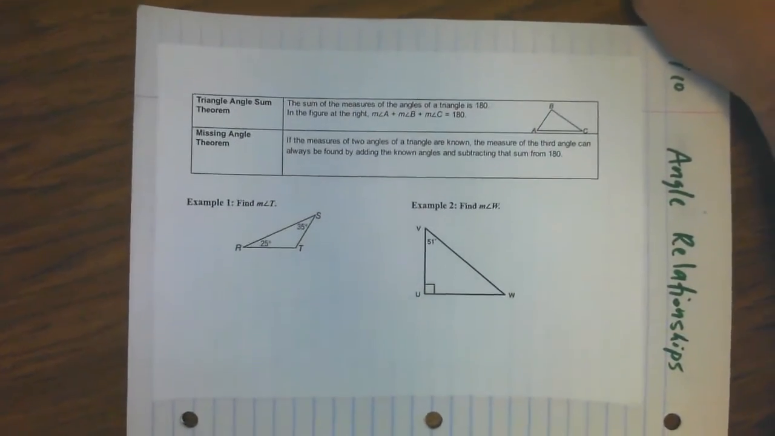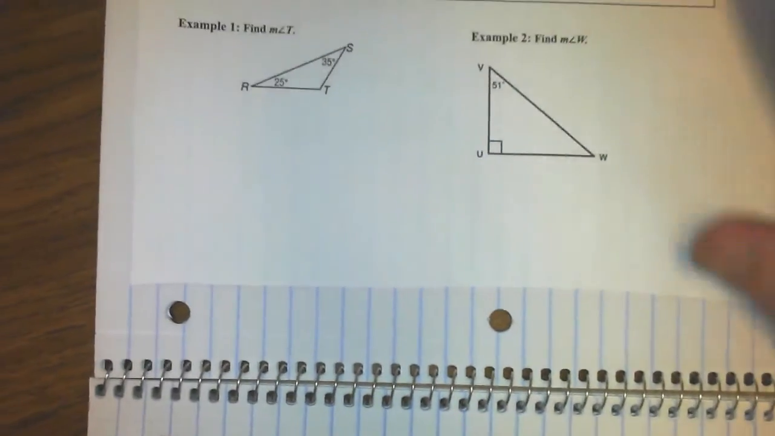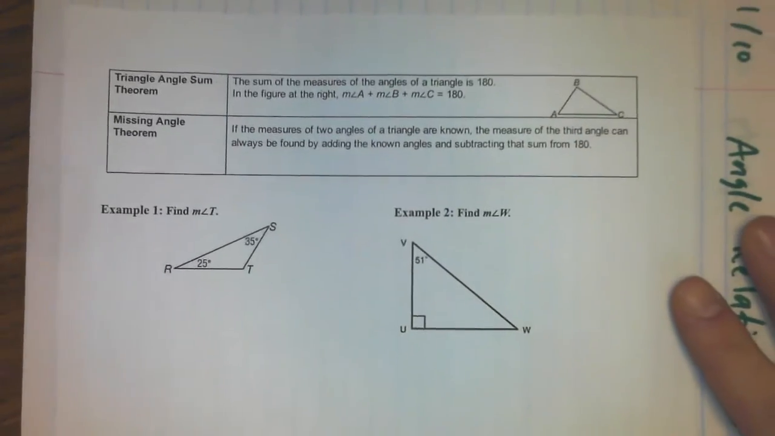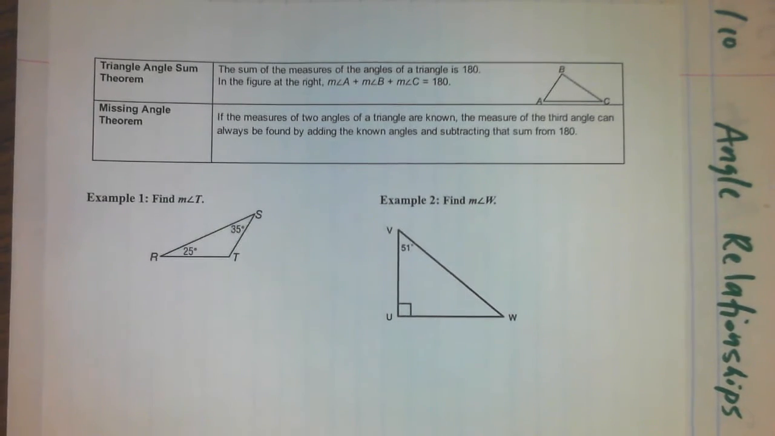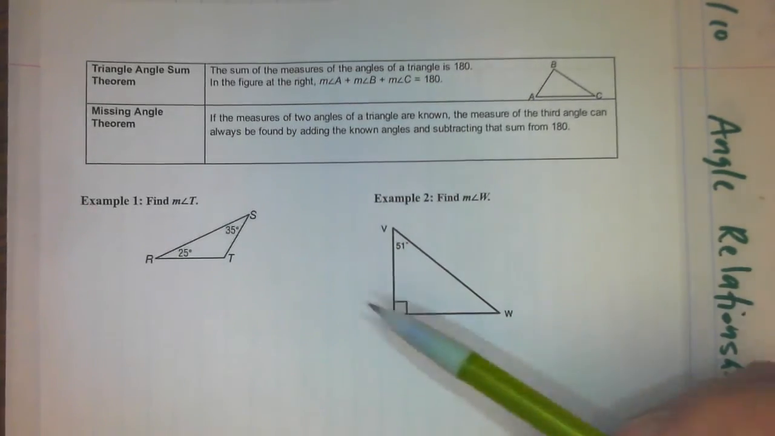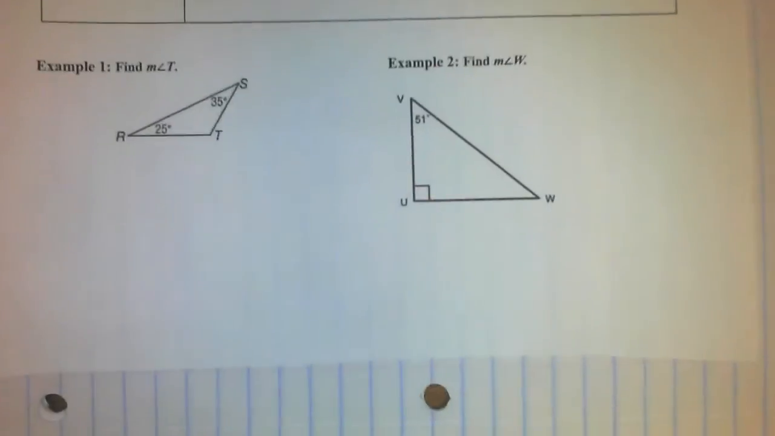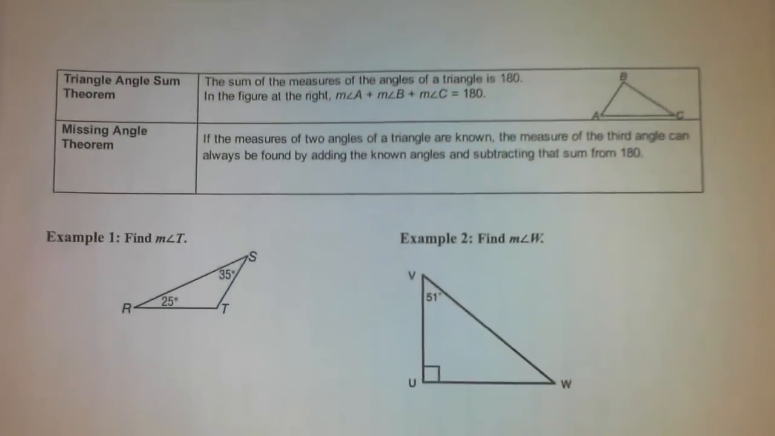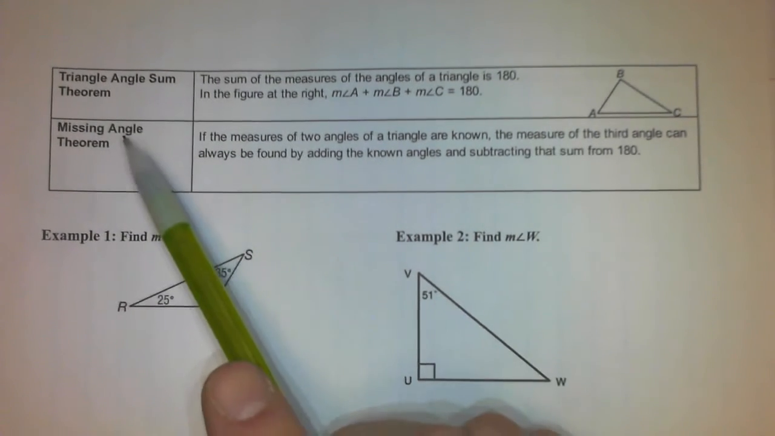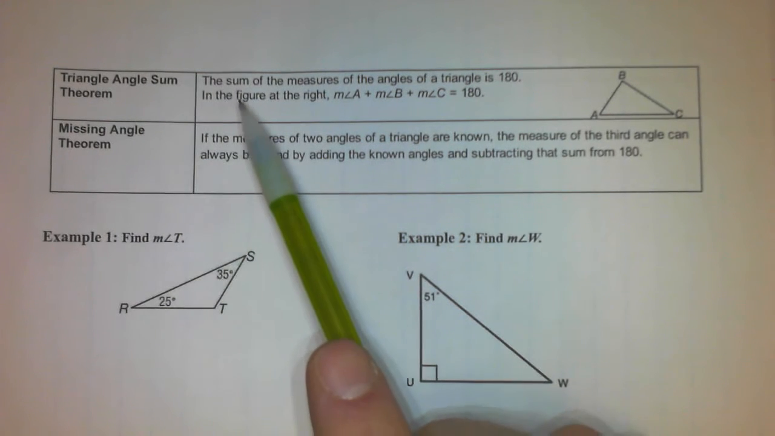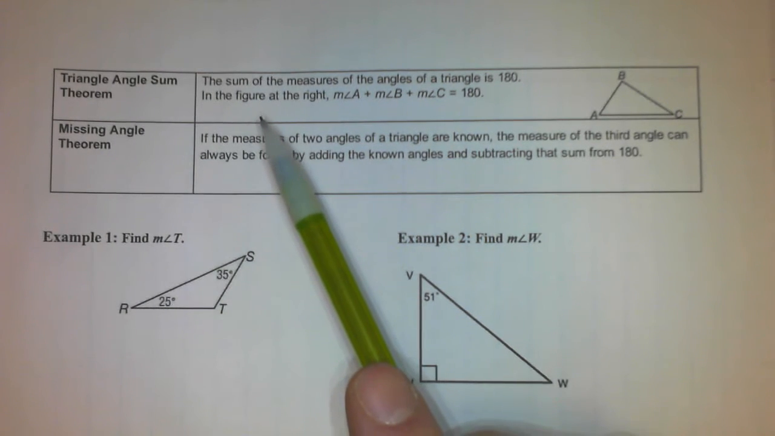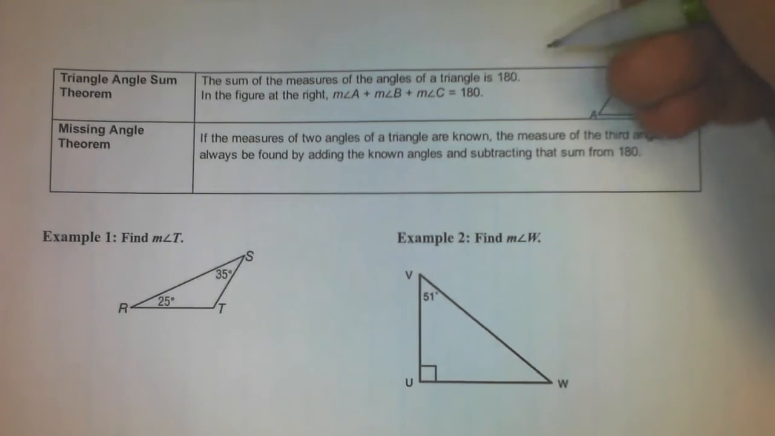So let's take a look at where you're going to fill in here for this top part. A couple definitions to start with. And you can pause the video if you need to get these down. Let me get closer. Okay, so the first one is the triangle angle sum theorem. And that just says that the sum of the measures of the angles of a triangle is 180 degrees.